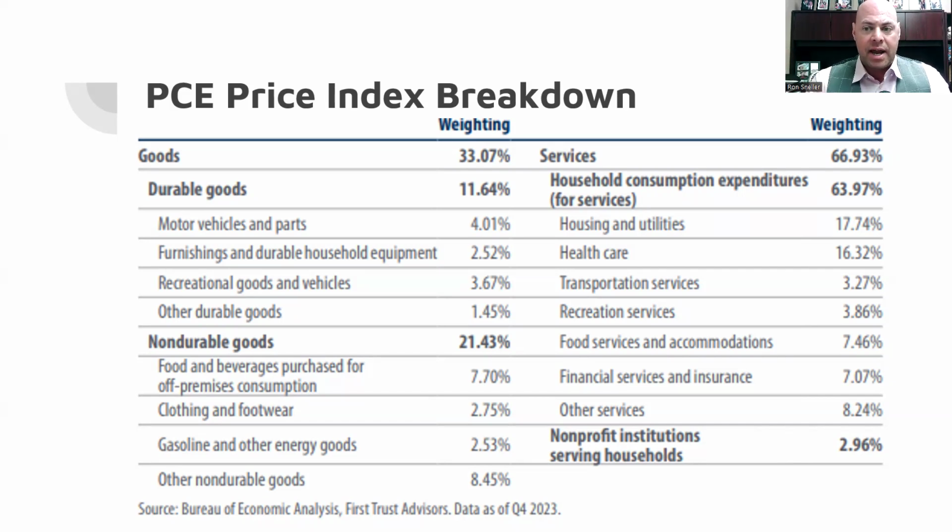Now, services, on the other hand, account for 66.9% of the index, dominated by household consumption expenditures, which hold a substantial 64% weighting. Nonprofits contribute a very small portion at a 2.9% weighting. And within the household consumption expenditures, housing and utilities, they form the largest group, influencing the overall index with a 17.7% weighting, followed really closely by healthcare at 16.3%.